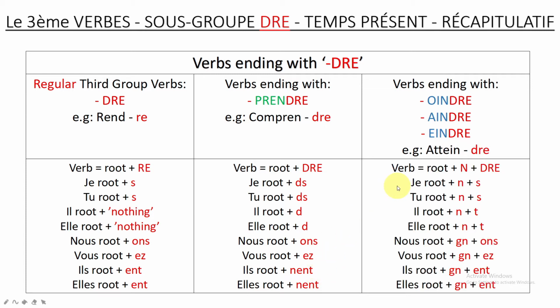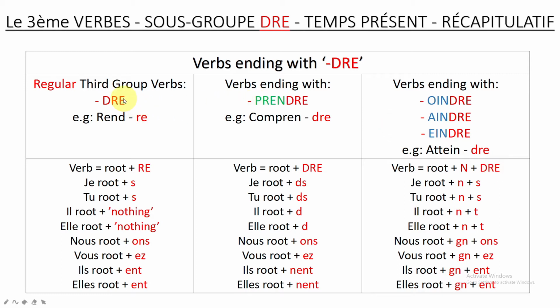The last group also, you need to understand properly how to conjugate this one. So, verb will be equal to N plus DRE. Okay? So, here I'm going to divide the verb into 3 parts. So, I will have the root, then N, then DRE. Okay? This is very, very important.